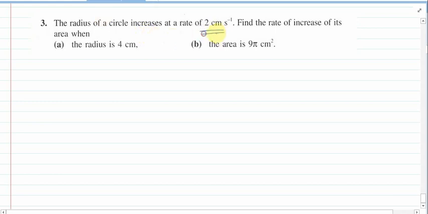Now what is given in the data? Radius dr at rate of time dt. So dr upon dt is 2 centimeter per second, that is given. Find the rate of increase of its area. What you need to find out? You need to find out rate of increase of area, that means dA upon dt is what we need to find out in both of the parts.